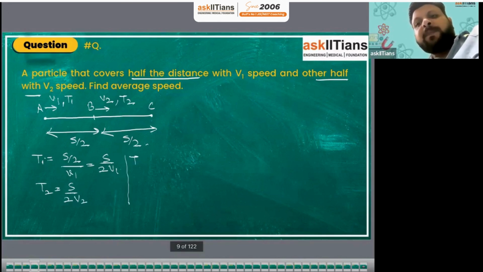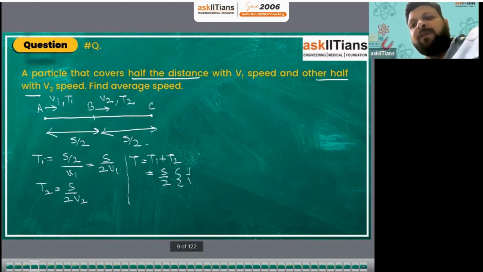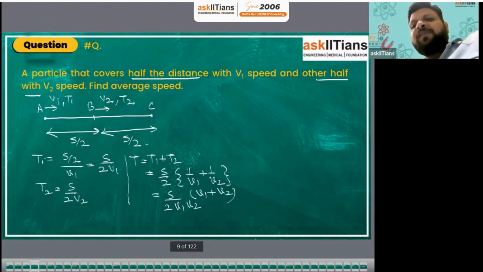For total time, you have to take T1 plus T2, and you can take S by 2 as a common, and this will be 1 upon V1 plus 1 upon V2, or S upon 2 V1 V2 multiply by V1 plus V2. So this is your total time, and total distance is again S by 2 plus S by 2. So this will be S.